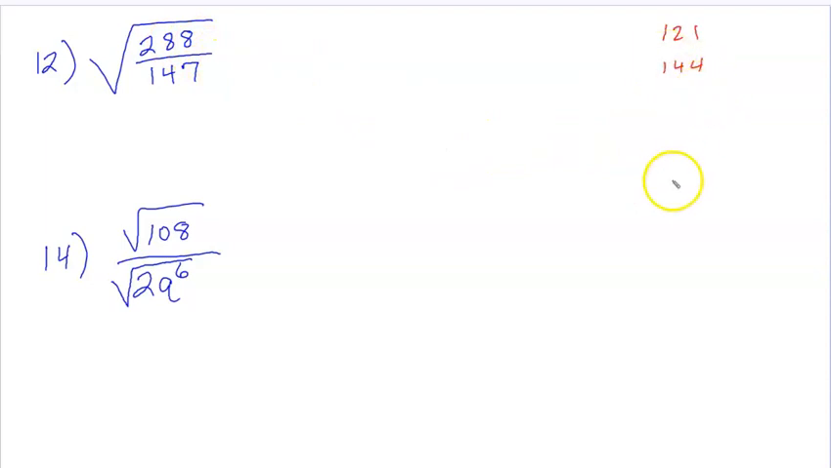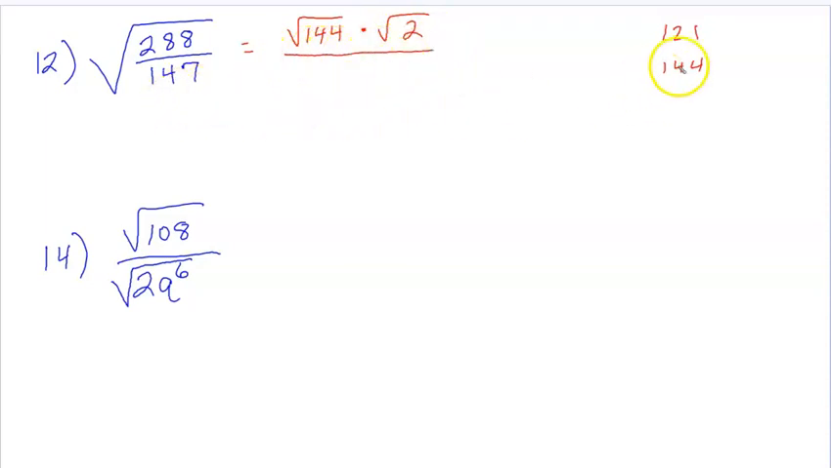288, we don't have to go that far, but 288 does not appear in this list. 13 squared would be 169. But I know that 144 does. So I'm going to represent the square root of 288 as the square root of 144, which has a perfect square root, times the square root of 2, which does not.